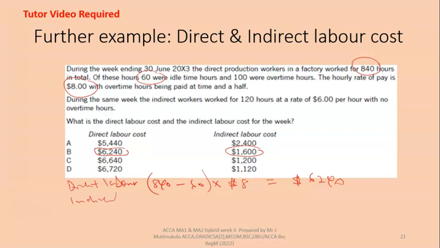Indirect workers basic pay. During the same week, the indirect workers worked 120 hours at a rate of $6. So this one is straightforward, 120 multiplied by 6, and we get 720. Let us just underline this figure so that we are not confused.